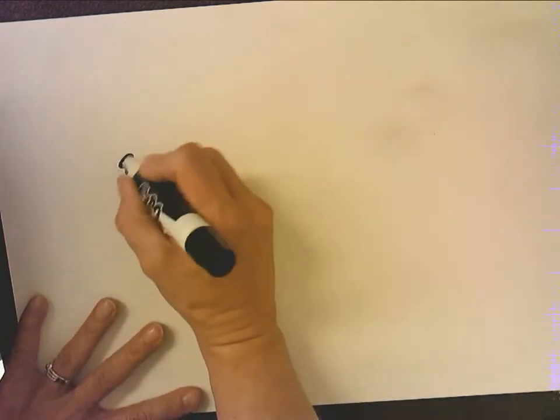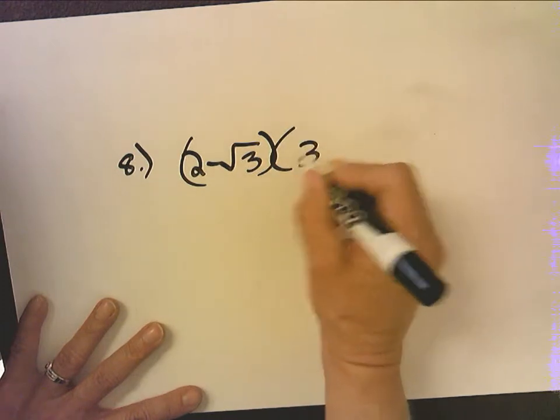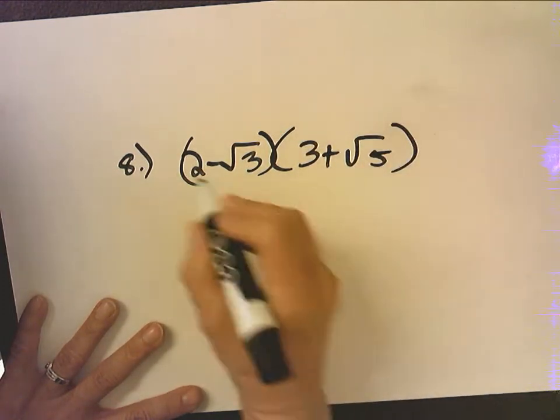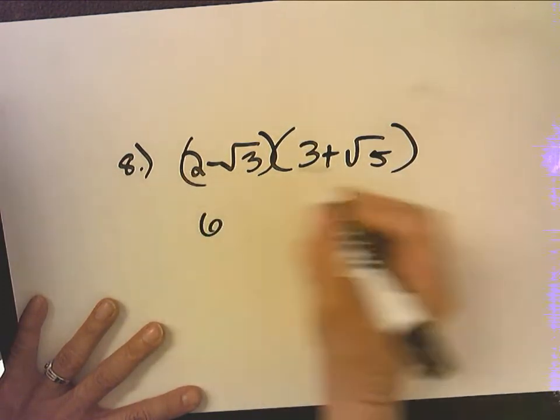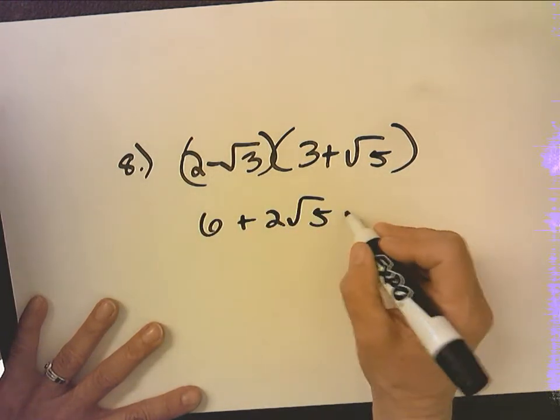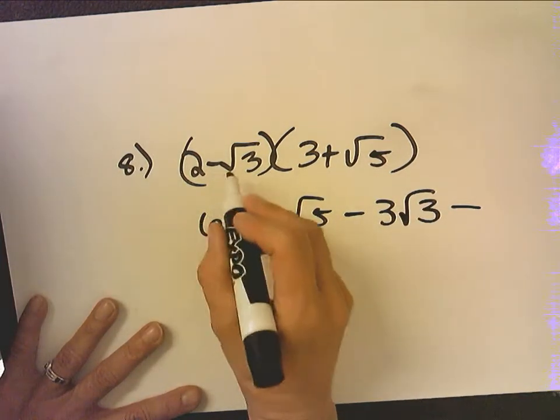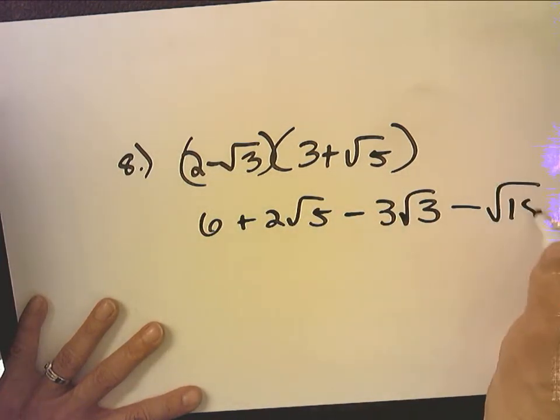Okay, and on the last one, we're going to FOIL. 2 minus root 3 times 3 plus root 5. 2 times 3 is 6. 2 times root 5 is 2 root 5. 3 times negative root 3 is negative 3 root 3. And this becomes minus root 3 times root 5 is root 15.